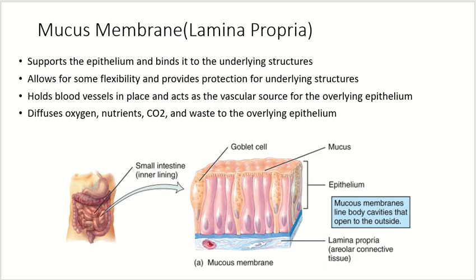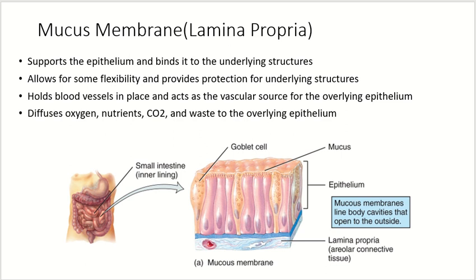Now, we've mentioned the lamina propria for our mucous membrane. This is an interesting layer that is going to help to provide support to the epithelium, and it's also going to bind that epithelial layer to the underlying structures. This is going to allow this membrane to have some degree of flexibility, but it's also going to provide an additional level of protection for the underlying structures.